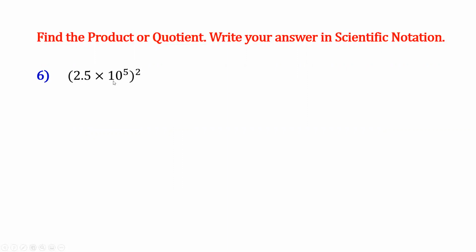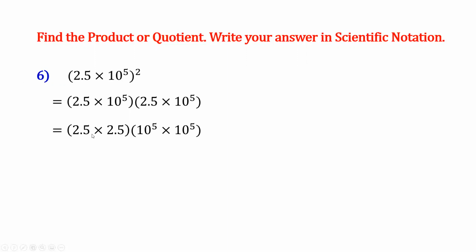That means something times itself. In other words, we're doing 2.5 times 10 to the fifth multiplied by itself. So we have 2.5 times 10 to the fifth two times. That's what the second power means. And now it looks just like the previous problems.